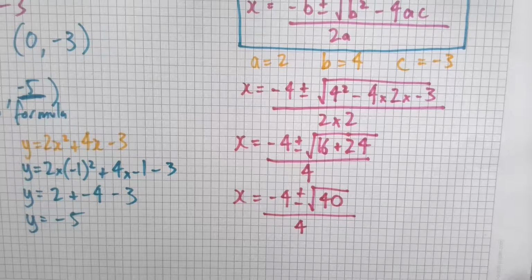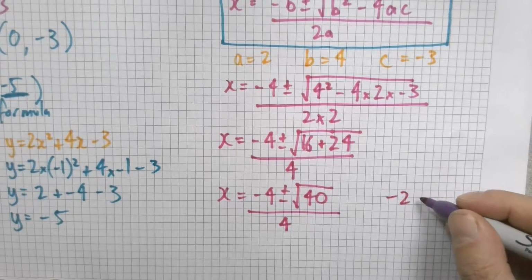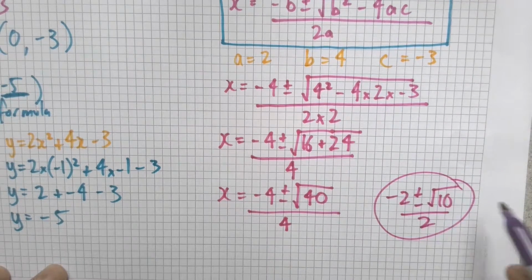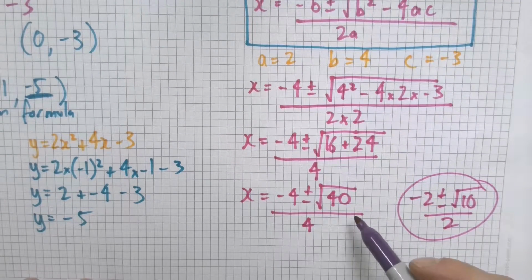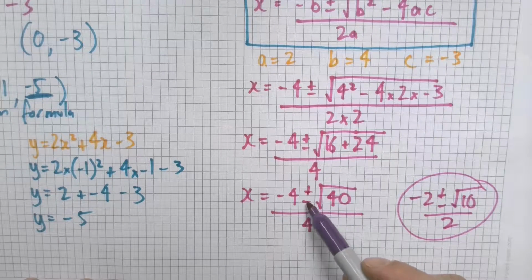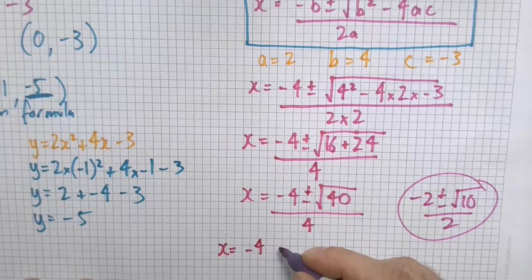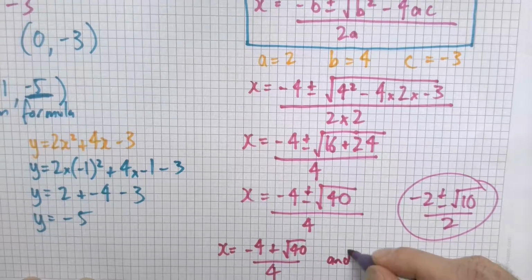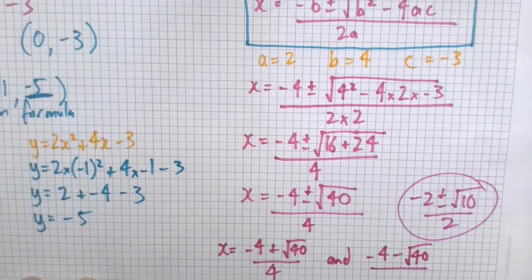If you do know how to simplify that further, that's fantastic. Obviously you can get it to the point where it's actually minus 2 plus or minus the square root of 10 over 2, but don't worry too much about that if you don't know how to do that. This is fine for the sake of this. And essentially, because it's plus or minus, as a plus and a minus, they're the two x-intercepts. So the x-intercepts are minus 4 plus square root of 40 over 4 and minus 4 take square root of 40 all over 4.